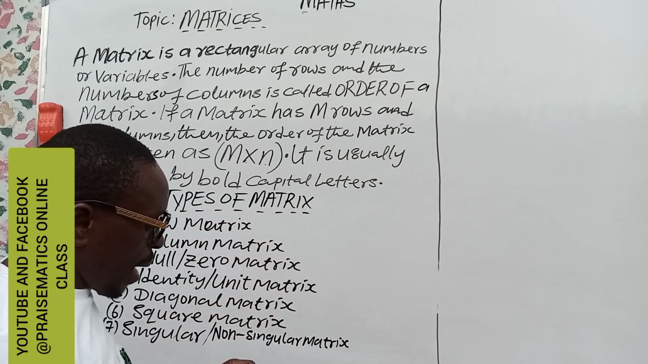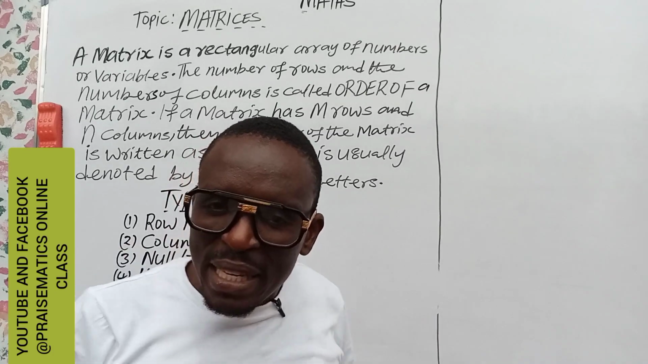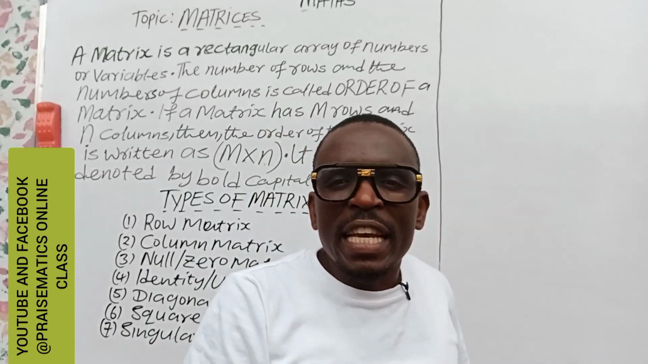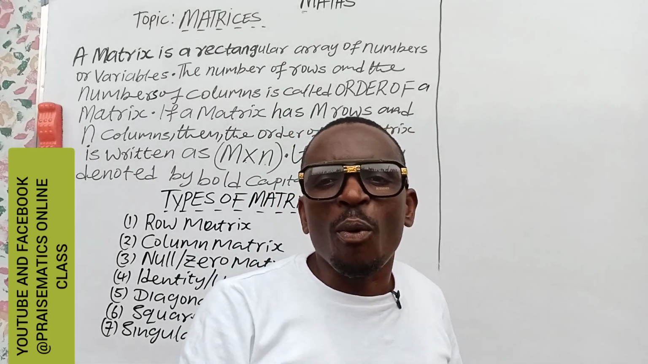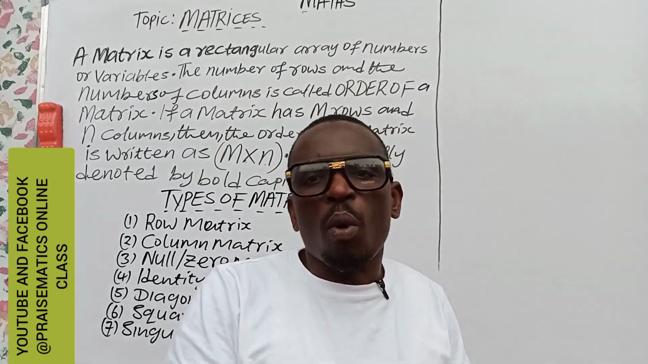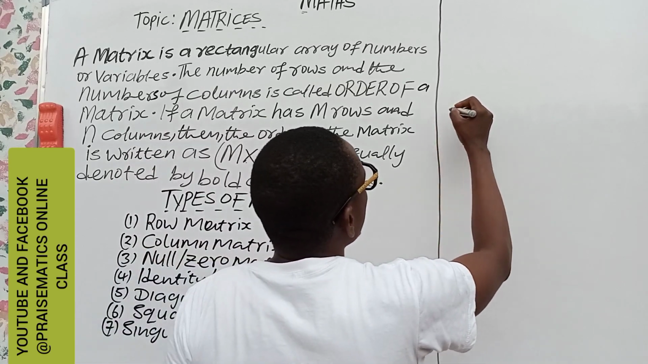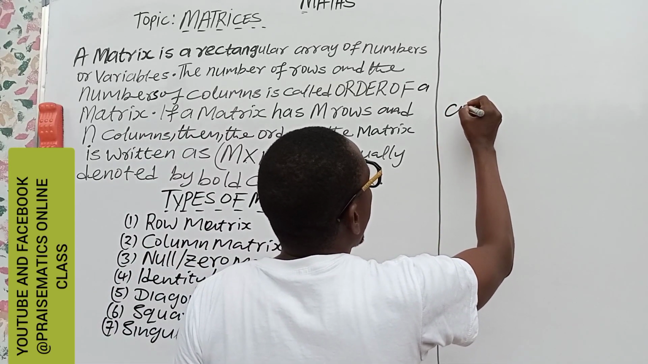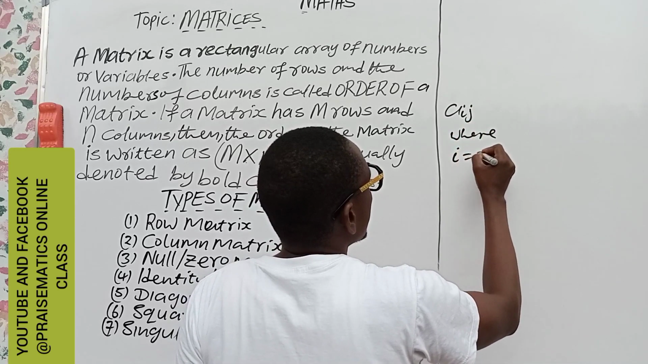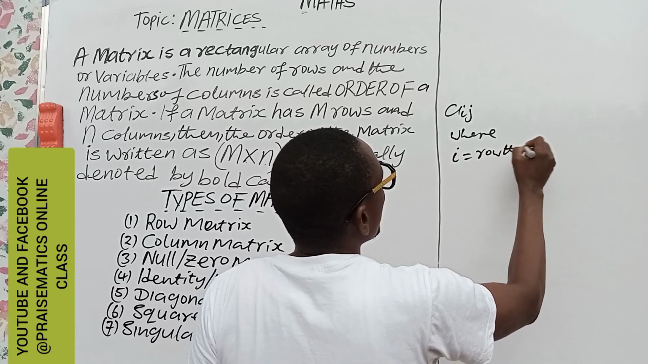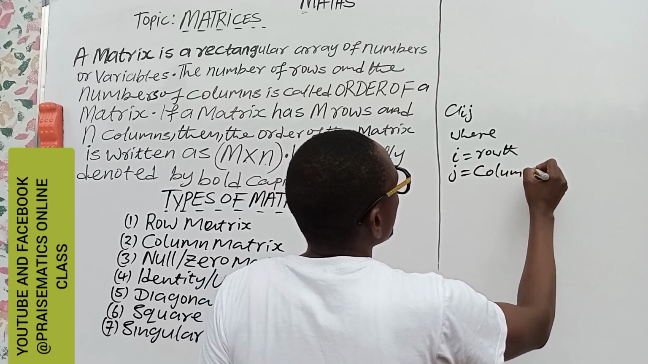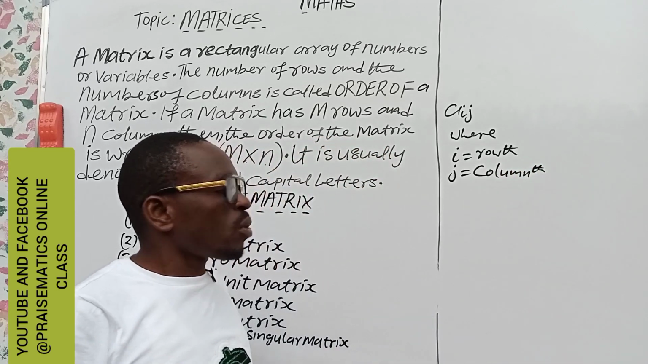A bold capital letter. What is a matrix? A matrix is defined as an arrangement of numbers, or an array of numbers, in rows and columns. So you must arrange it in rows and columns. For example, a matrix is denoted by A_ij, where i is the row side and j is the column side. So that is all about matrices.